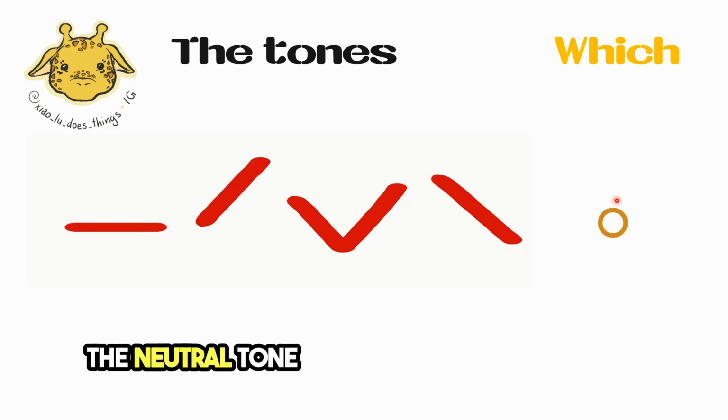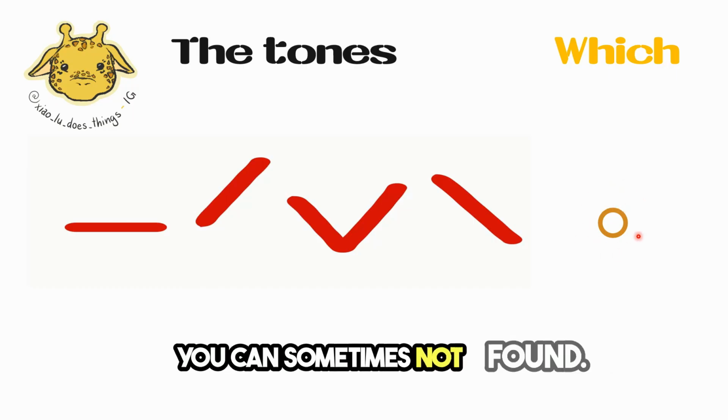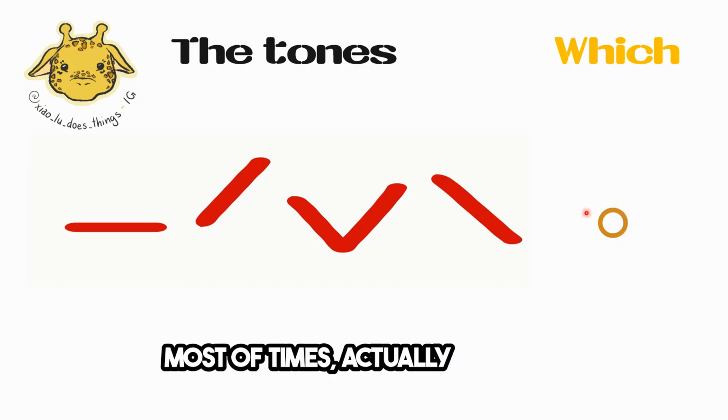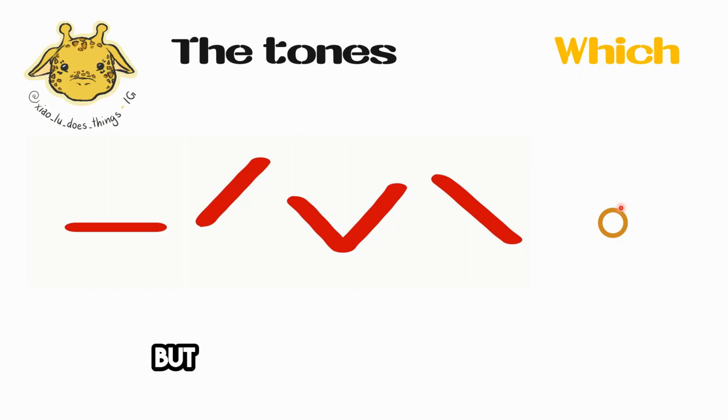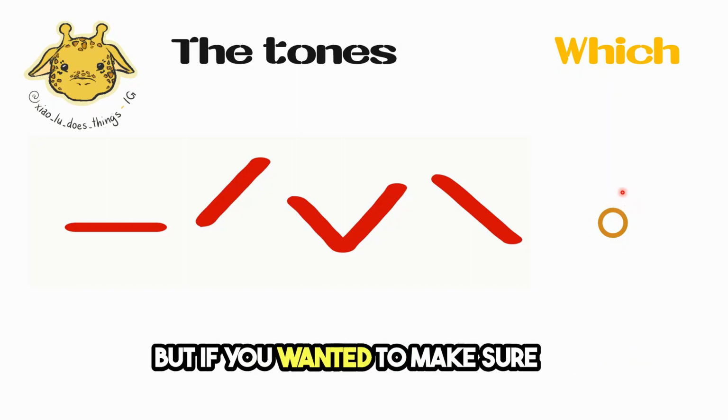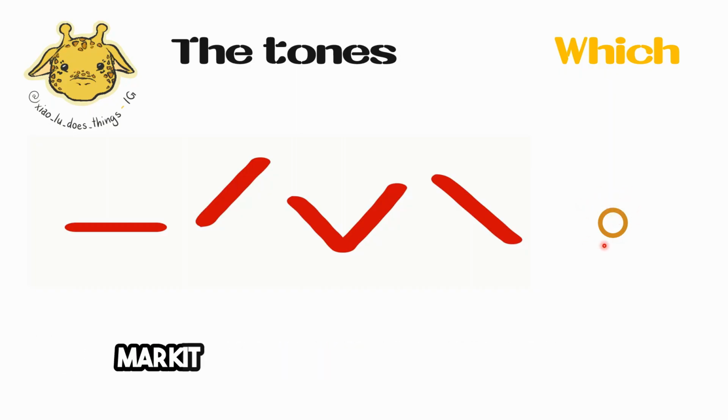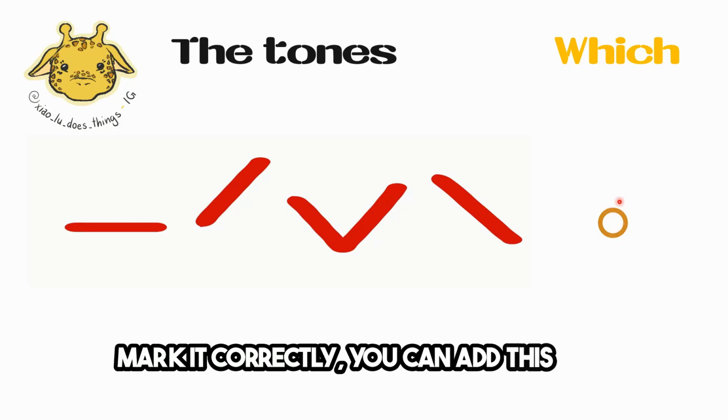The neutral tone is written as a small circle. Sometimes it is also omitted, in fact most of the time you will not find this one. But if you want to make sure to mark it correctly, you can add this one.